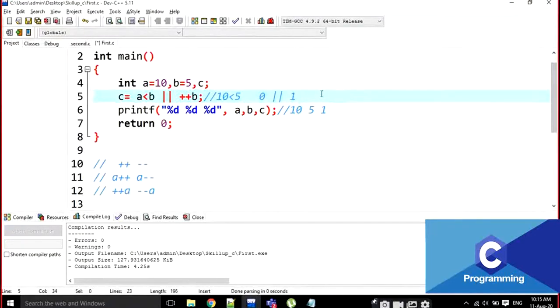What is the C value now? C value is 1. What is the B value now? B value is 6. What is the A value?